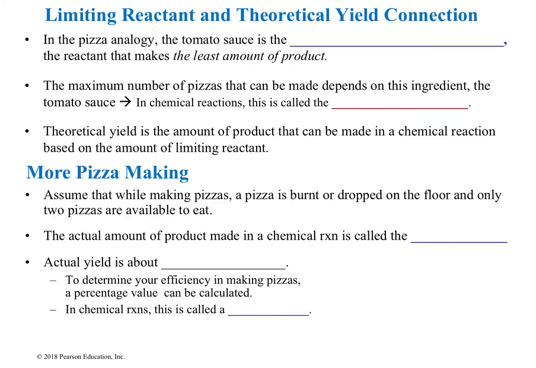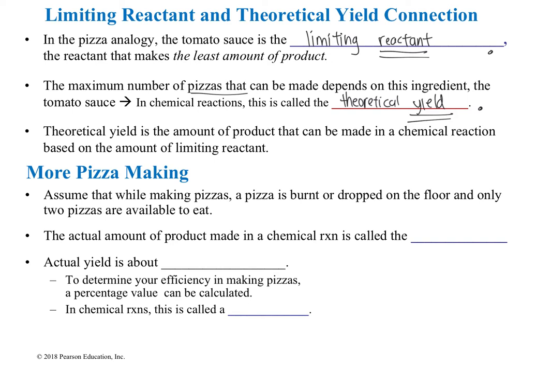The tomato sauce is the limiting reactant because it is the ingredient that is going to limit how much of our product we can make, or how much of our pizza. So the amount of pizzas that we can possibly make depends on that ingredient. That maximum amount of product is called the theoretical yield. So the theoretical yield is connected to the limiting reactant. Limiting reactant is the reactant that limits what we can make. Theoretical yield is the maximum amount of product, and they are tied. So when you find the theoretical yield, you learn who is the limiting reactant.